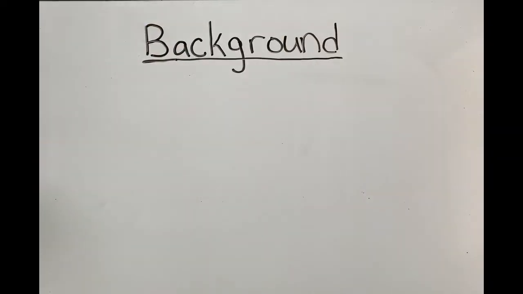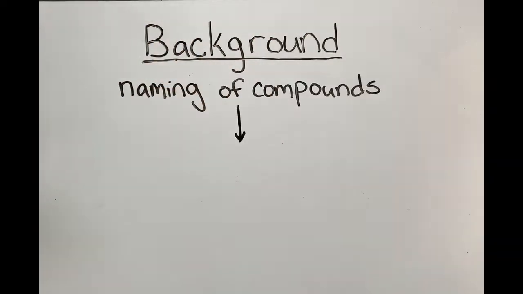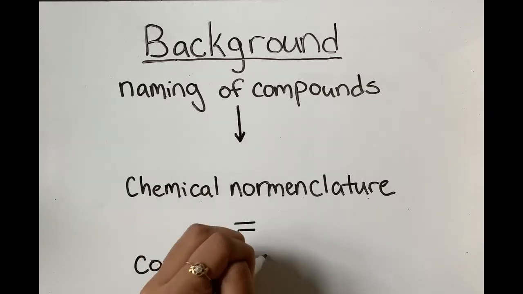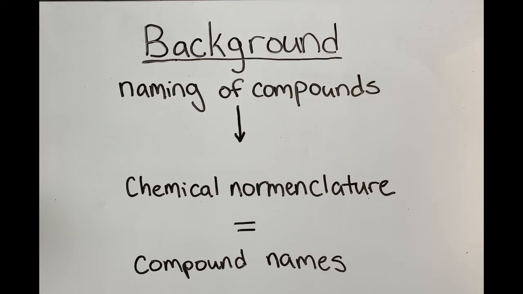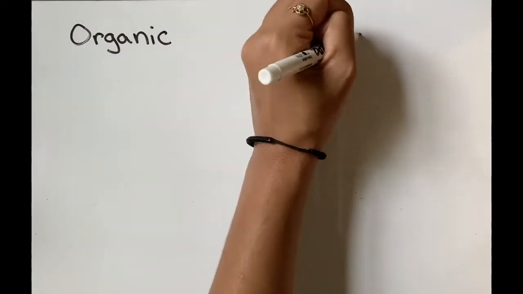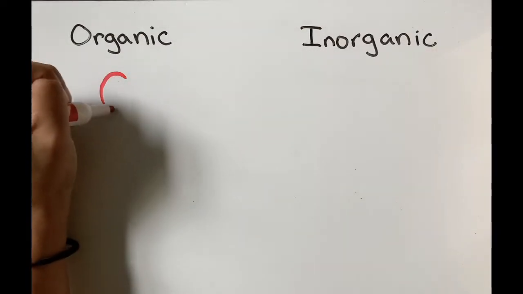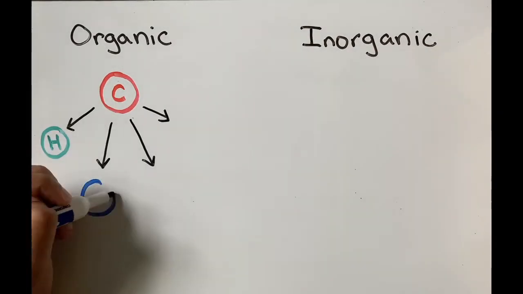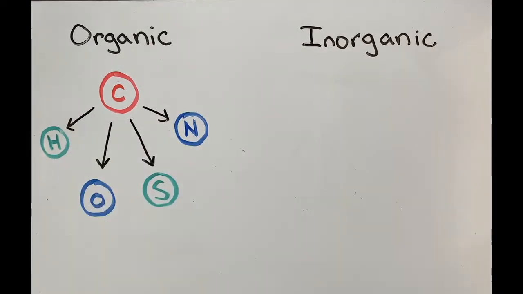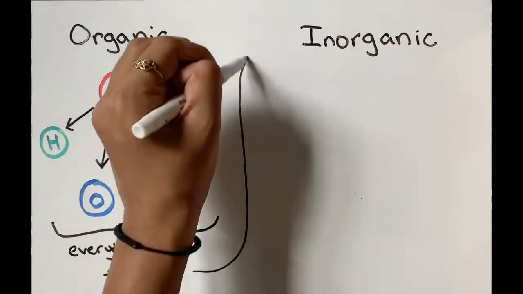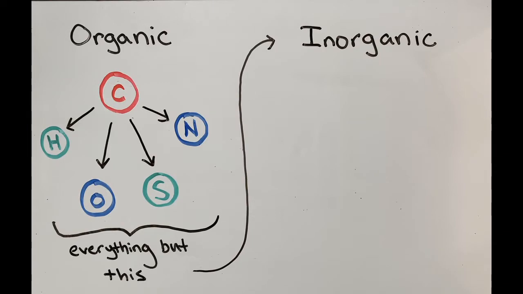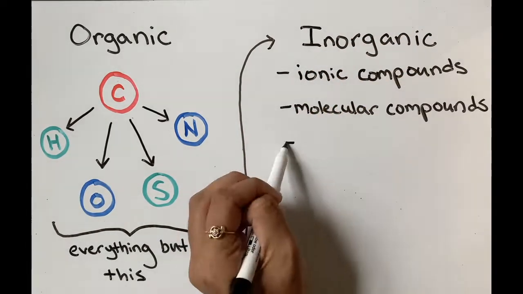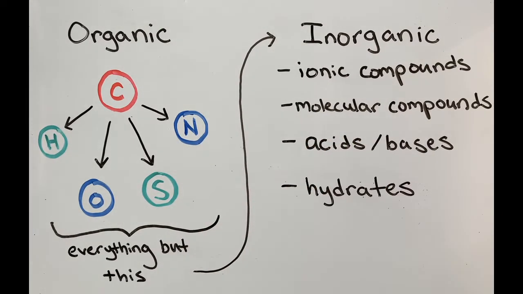First, let's do a little background. The naming of compounds is called chemical nomenclature. However, I often just call it the compound name, so don't be confused if I switch between the two. There's organic and inorganic compounds. Organic compounds contain carbon, the stuff of life, and are usually combined with hydrogen, oxygen, sulfur, or nitrogen. Everything else is classified as an inorganic compound. The four categories mentioned previously, ionic compounds, molecular compounds, acids and bases, and hydrates, are all inorganic compounds.